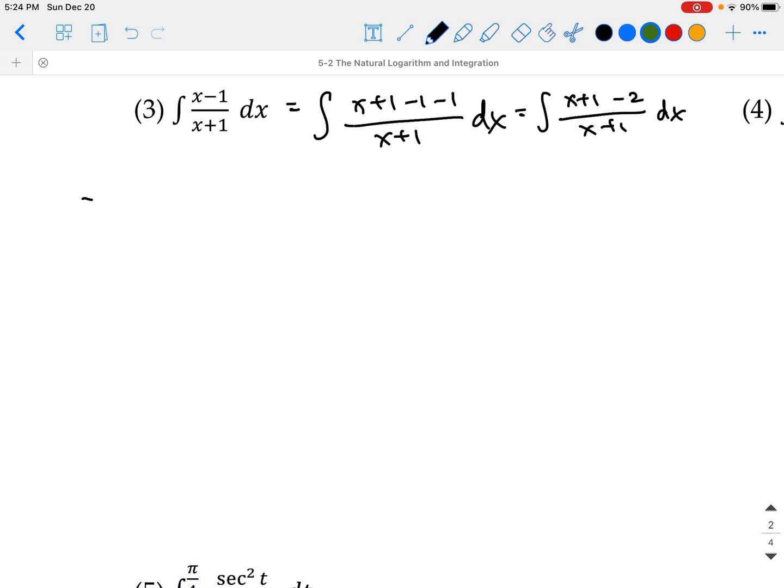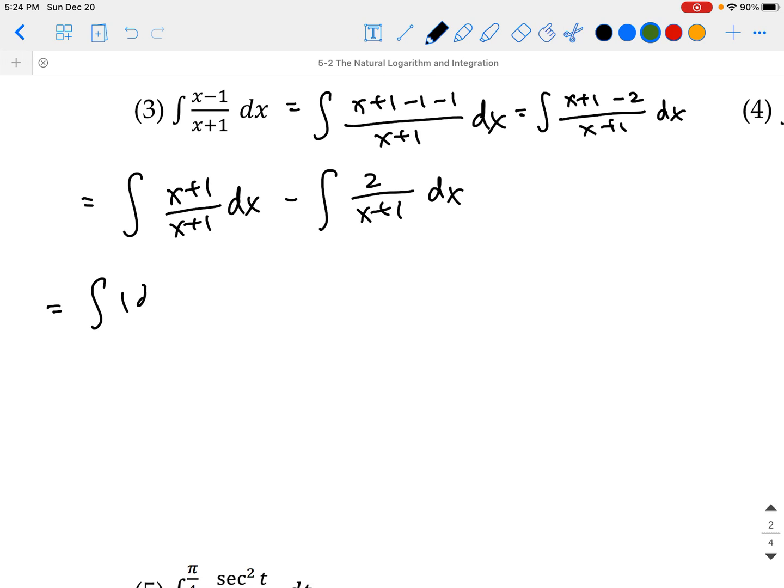And now I'm going to split the integrals. So I'm going to have x plus 1 over x plus 1 dx minus the integral of 2 over x plus 1 dx. So then my integral on the left simply becomes 1. And then I can bring the 2 out of my integral here, and I'm going to have a simple natural log. So then the integral of 1 is x minus 2.